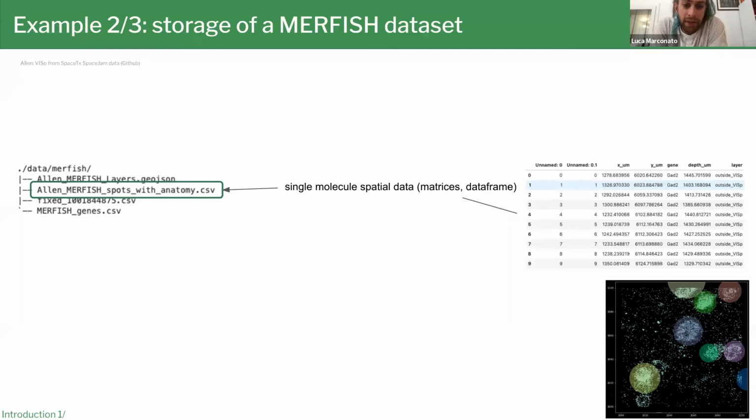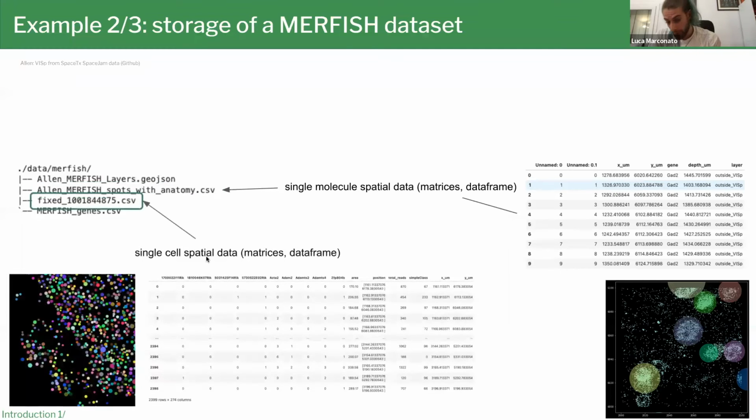There is a data frame stored in a CSV format with which you can basically produce the plot on the bottom right. I actually added these large color circles just to give you a reference for the single cells, but the information is just this list of single molecules. And for this single cell information, I actually use another file which is present in this dataset, which is a set of circles of different areas showing where the cells are located. And also we have an expression matrix.